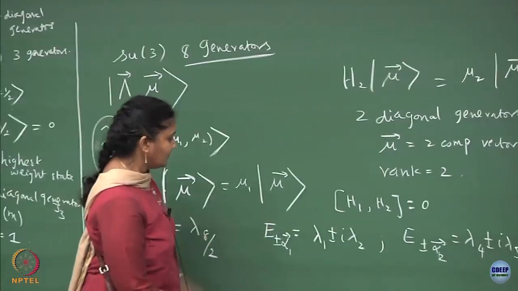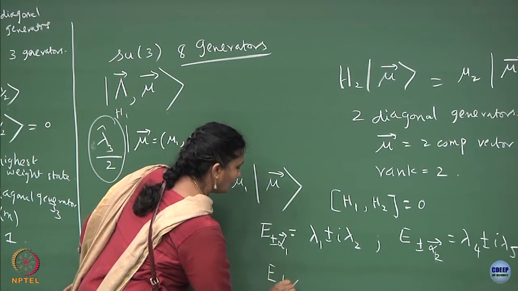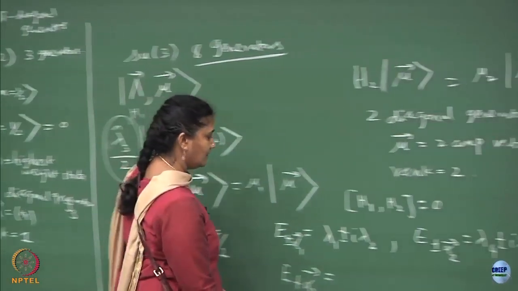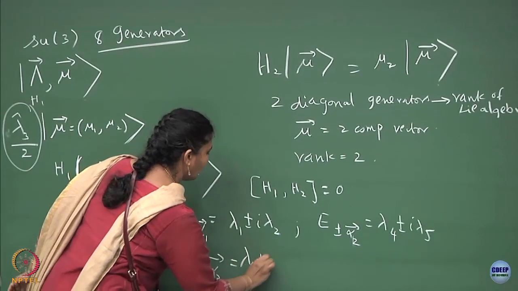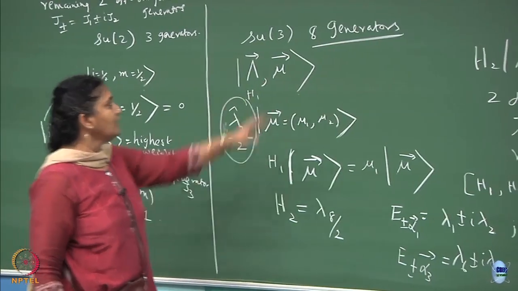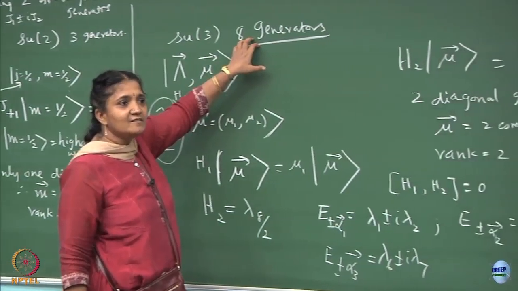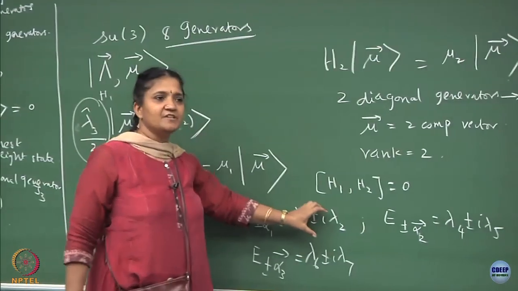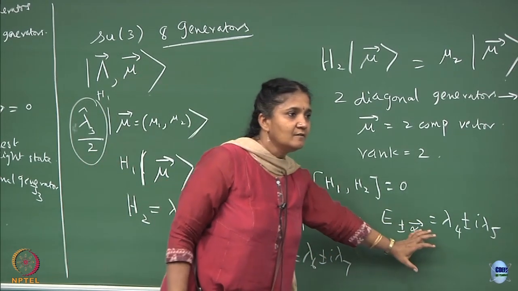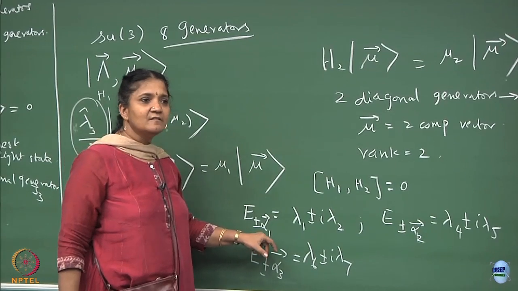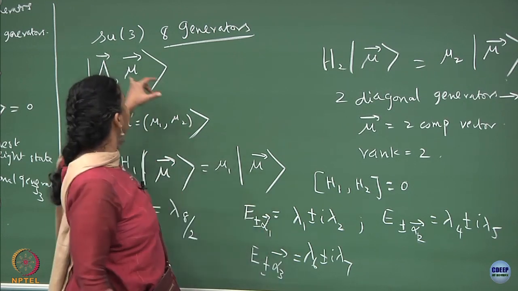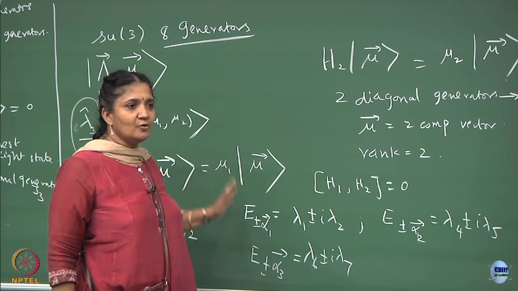And what else have I left? There is one more, alpha 3, which will be lambda 6 plus or minus i lambda 7. So the remaining 6 off-diagonal generators can be grouped into Hermitian conjugate pairs in this fashion, where these alphas are again 2-component vectors, because the mu vector is 2-component, the rank of the group is 2.